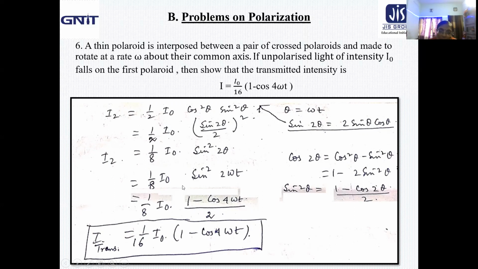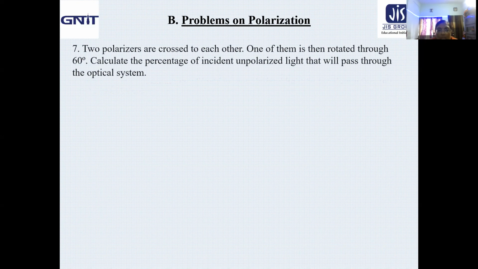So 1 by 8 I0 sine square 2 omega t. Sine square theta equal to 1 minus cos 2 theta by 2. Replace theta by 2 omega t. What you will get? 4 omega t by 2. So you are getting 1 by 16 I0 into 1 minus cos 4 omega t. Very, very easy. Exactly the same one. If you take a look properly, you can get it very easily, isn't it? Okay, let us now move to the next question.